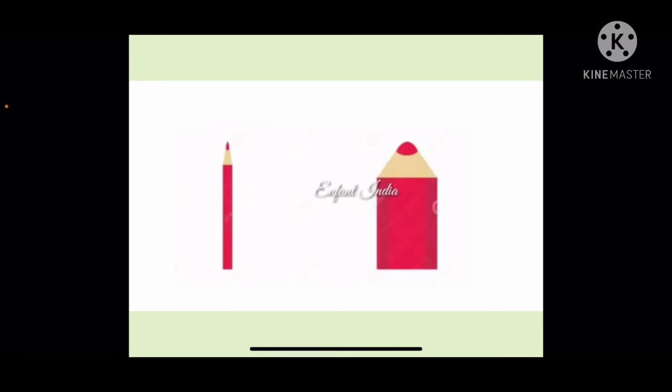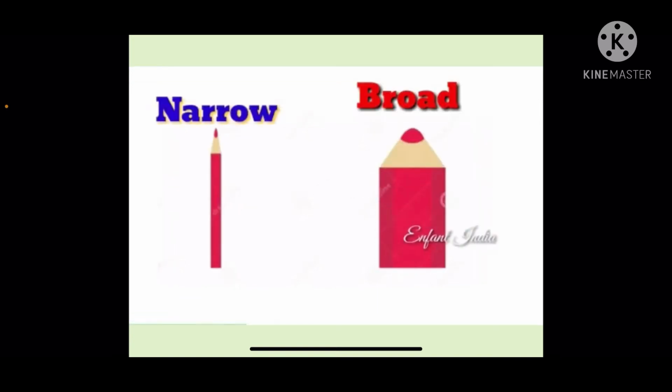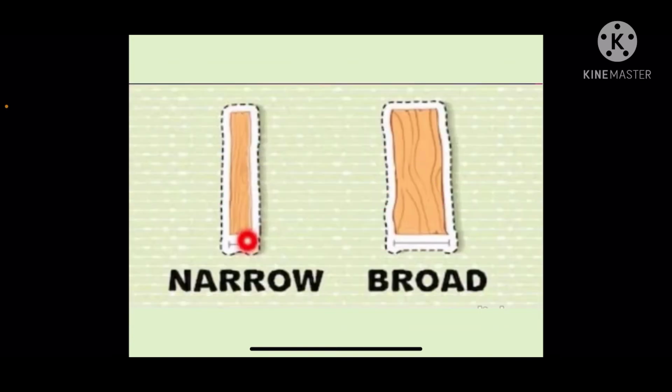Now in this picture you can see children, the first pencil is narrow and the second pencil is broad. In this picture you can see the plank of wood. The first is narrow and the second is broad.